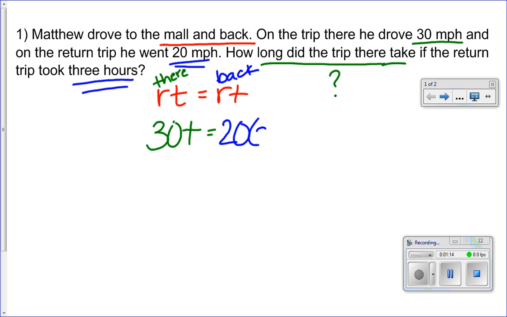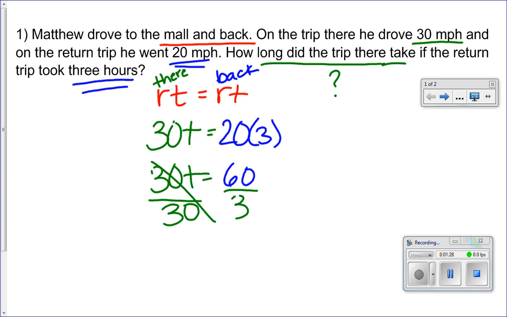Multiply 20 and 3 to get 60. Divide 60 by 30 to get t by itself. When you divide, you get 2. That means that the trip took 2 hours.